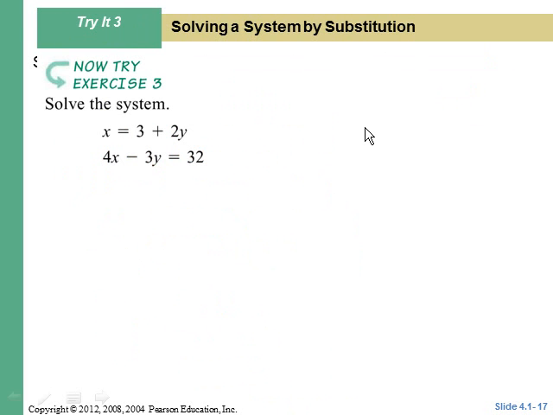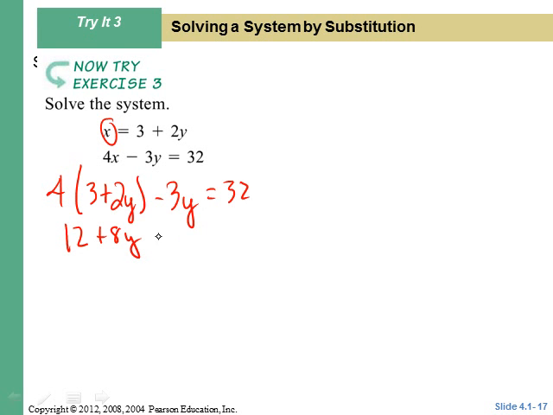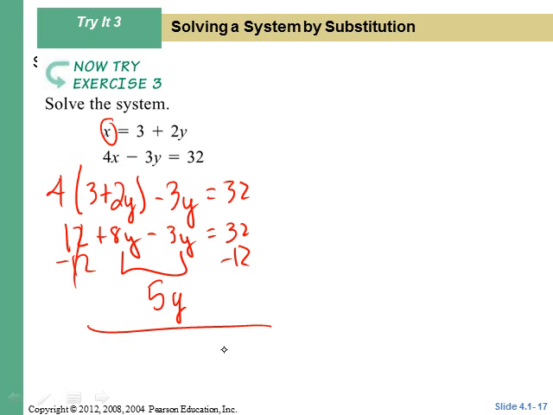Next one. You try this one. Notice the x is already solved, so instead of writing x in the second equation, we're going to write 3 plus 2y. Minus 3y equals 32. So this is 12 plus 8y minus 3y is 32. This is 5y. Subtract 12 from both sides. You get 20. So divide both sides by 5. You get y is 4.